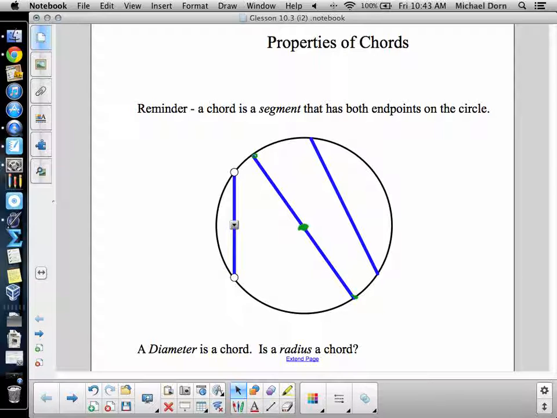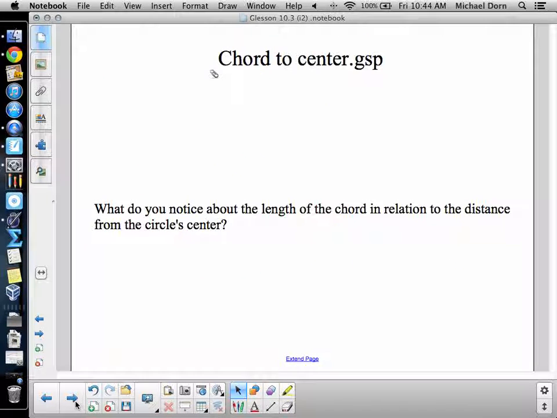Is a radius a chord, by the way? No, because a radius doesn't have both endpoints on the circle. A radius has one point at the center of the circle. A chord has to have both endpoints on the circle. So, some chords are longer, some chords are shorter. We're going to take a look at that relationship today.